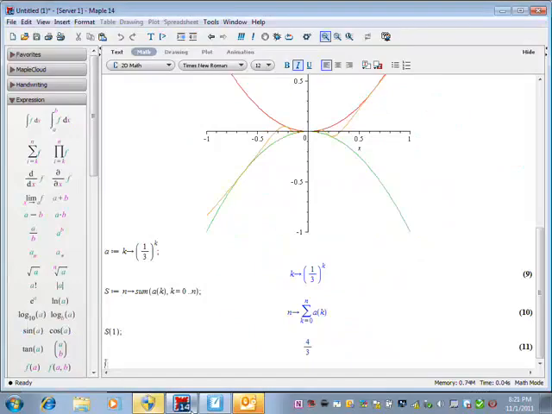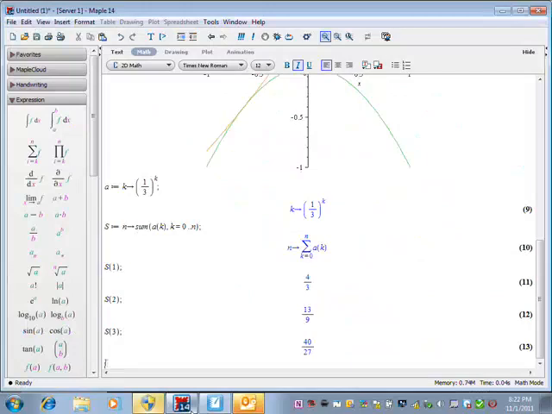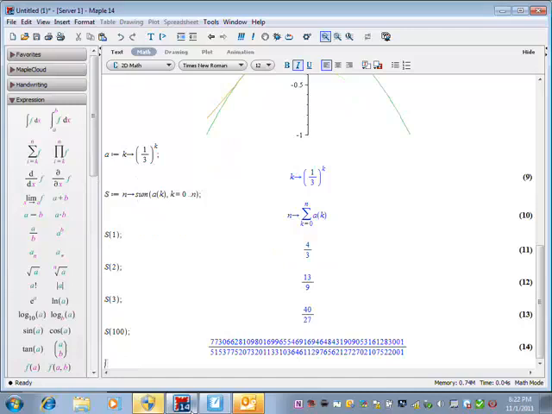S sub 2, 13/9. S sub 3, 40/27. Right. So of course the question is, if I keep adding terms, will this thing settle down? That's the question. S sub 100. What is that? What the hell is that, right? That's roughly something, right?